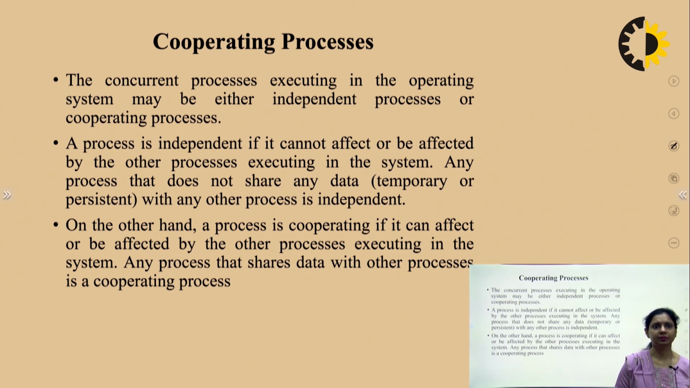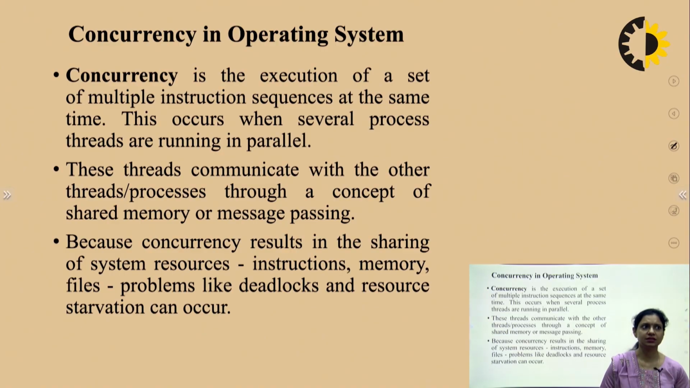Cooperating processes are those processes that can affect or be affected by some other process which is executing in the system at that particular point of time. So any process which shares data with other processes is a cooperating process. Independent processes do not share any data, which is why they are not affected by any other process. But with cooperating processes, it may be possible that a resource is being shared by some other process. In that case, they need to wait for a certain period of time so that the resource gets free from another process and then they can execute in the system.